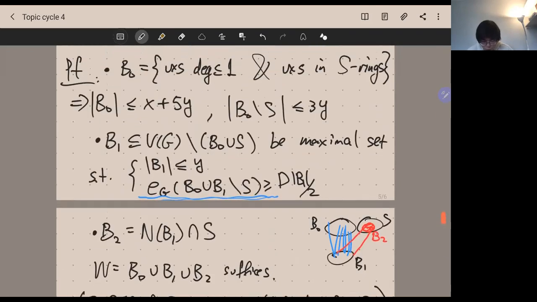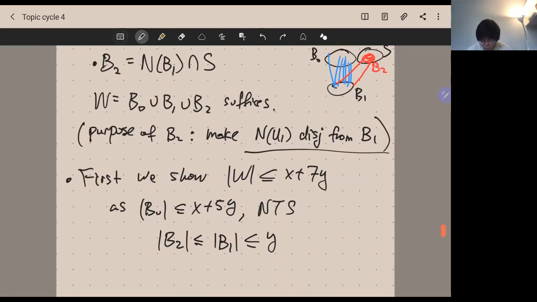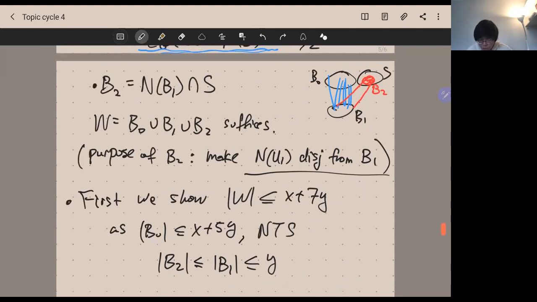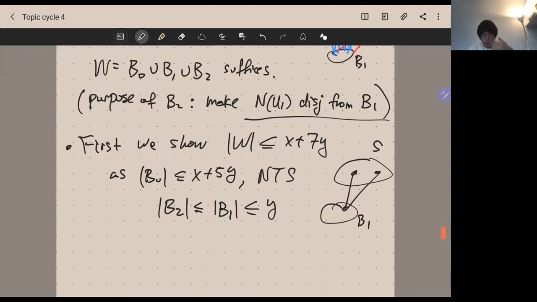B1 is at most Y is our choice, right? So we know B1 is at most Y. Why is B2 at most B1? This is because B1 can only have one neighbor in S, every vertex in B1. If it has two neighbors in S, this is an S ring, right? It should have been removed in B0. Okay, this is why. I'm not going to write it down.